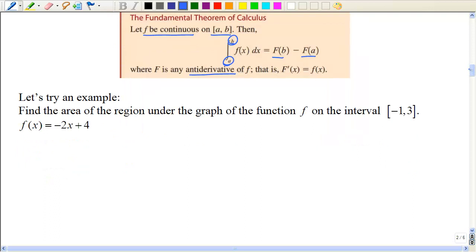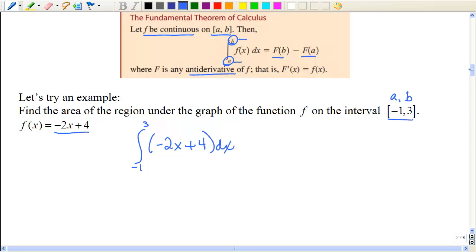Find the area of the region under the graph on the interval between -1 and 3. In the previous section we actually drew this. This would be a line, and we would get a triangle, and we could find the area that way. But let's see what the calculus gives us. So we have this integral sign, that elongated s. We have a lower limit and an upper limit, so this is a and this is b, from -1 to 3. Then we have our function, -2x plus 4, dx.